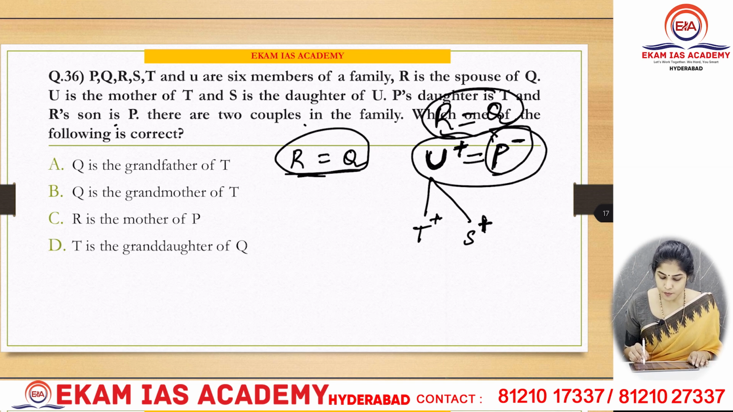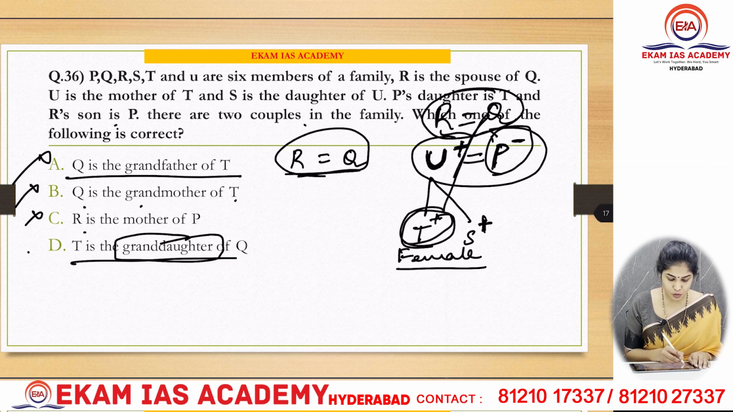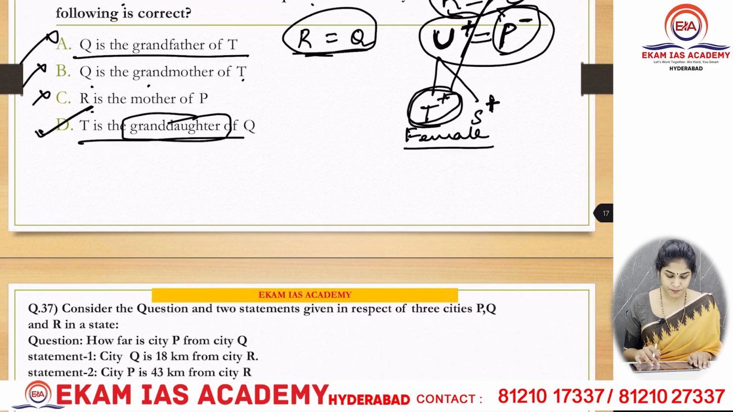What they are asking: which one of the following is correct? Q is grandfather of T. We don't know the gender of R and Q, so we can't tell this. Q is grandmother of T. We don't know the gender of R and Q, so this is also eliminated. R is mother of P. Again, we don't know the gender of R, so this is eliminated. T is the granddaughter of Q. Yes, T we know the gender. She is a female and she is the granddaughter of Q. So option D is the right answer.